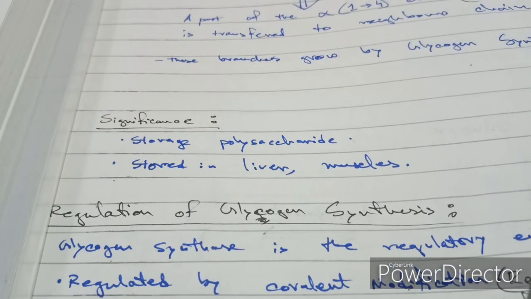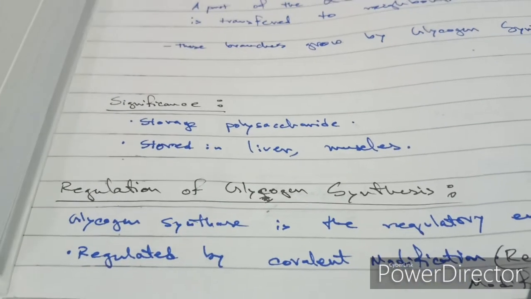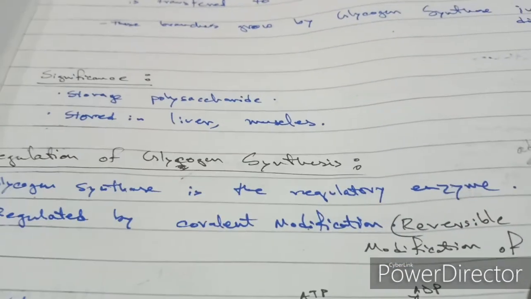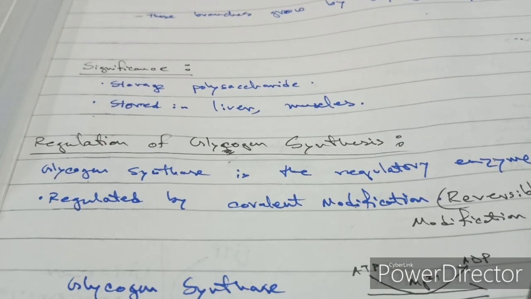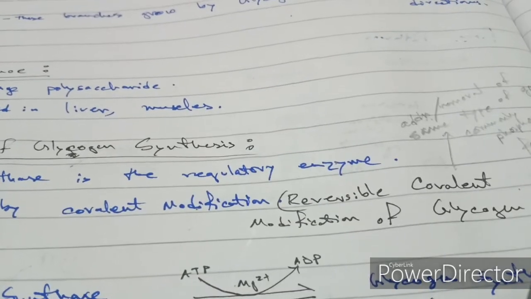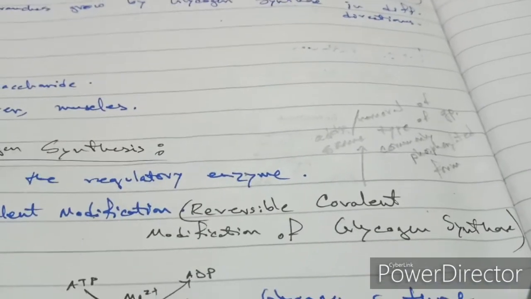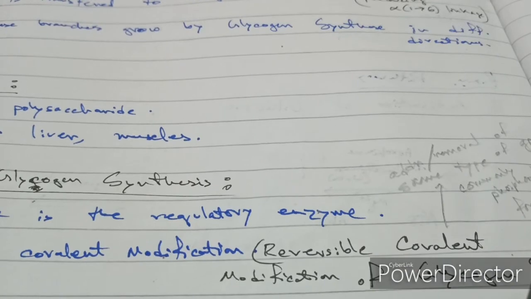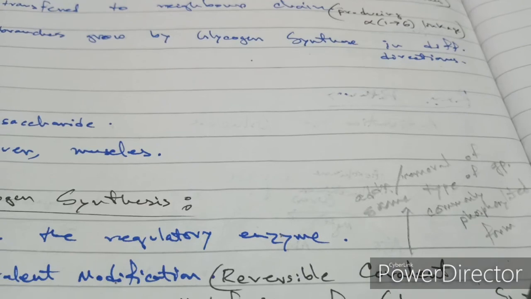Now, significance. It is a storage polysaccharide and is stored in liver and muscles. Regulation of glycogen synthesis: glycogen synthase is the regulatory enzyme. It is regulated by covalent modification, more precisely reversible covalent modification of glycogen synthase. Reversible covalent modification means addition or removal of the same type of group, commonly the phosphate group.